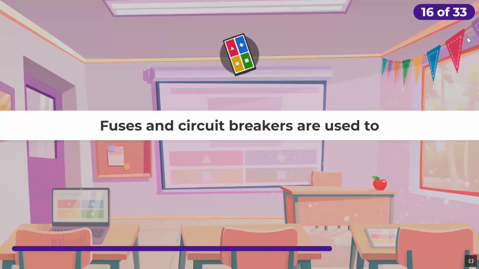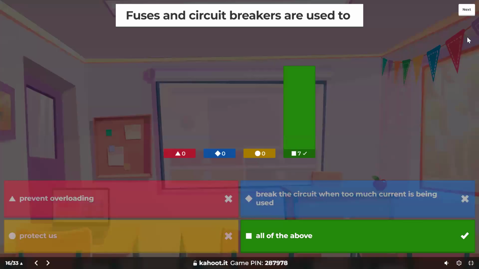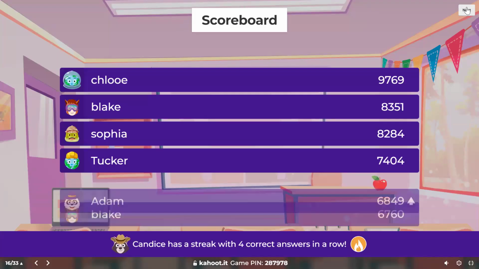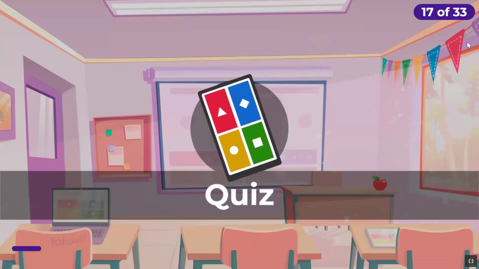All right, Blake, Tucker, Sophia, Blake, flow away. Fuses and circuit breakers are used to prevent overloading, break the circuit when too much current is being used, protect us, or all of the above. Yeah, all of the above. There you go. All right. Adam, Tucker, Sophia, Blake, flow away.